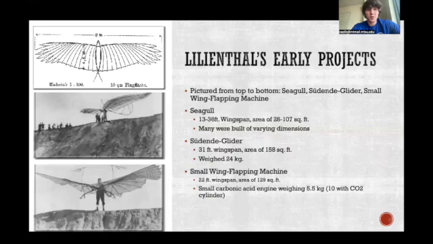These are some of the early gliders: the Seagull on the top, the Student Day glider in the middle, and then the small wing flapping machine on the bottom. We have some dimensions for the wingspan and the area, the square area or surface area of the gliders listed, and they're pretty heavy.